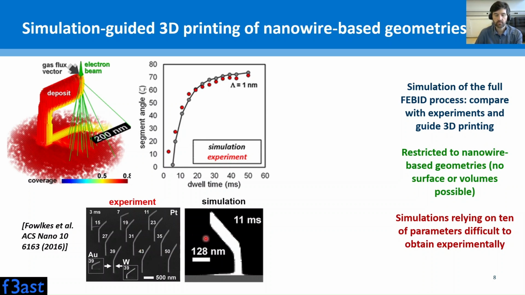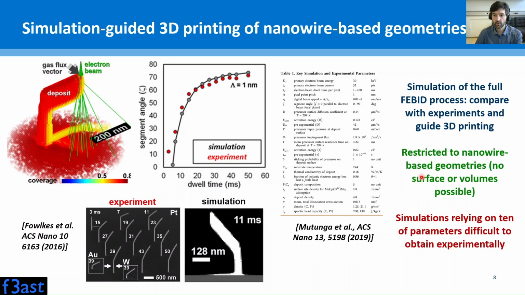However, this way of operating, because of the complexity that I explained previously for Febit, restricts the type of geometries only to nanowire based ones. So no surfaces or volumes are possible. And there's another important point, that the simulations rely on tens of parameters. You can see here, for instance, all the parameters that are required in the simulations in order to describe the Febit process. Of course, many of these are very difficult to obtain experimentally, and many of them are obtained at ultra high vacuum, where the conditions are different than the standard Febit process.